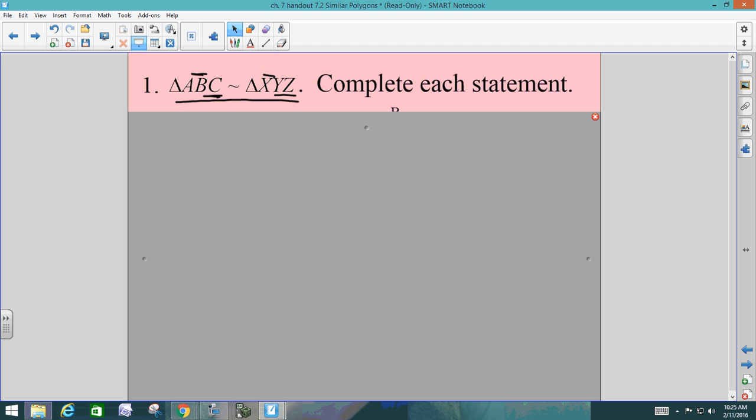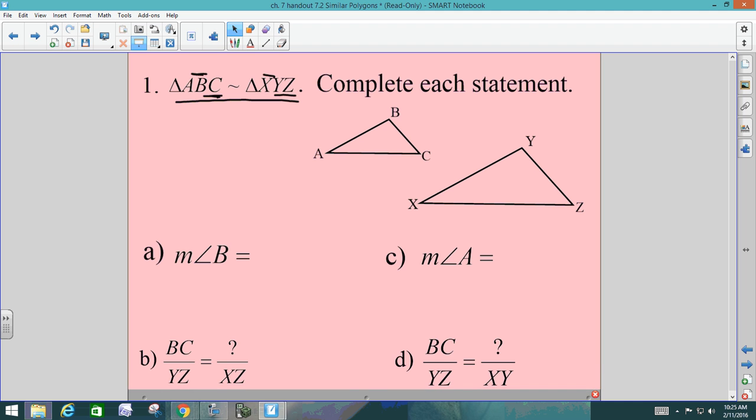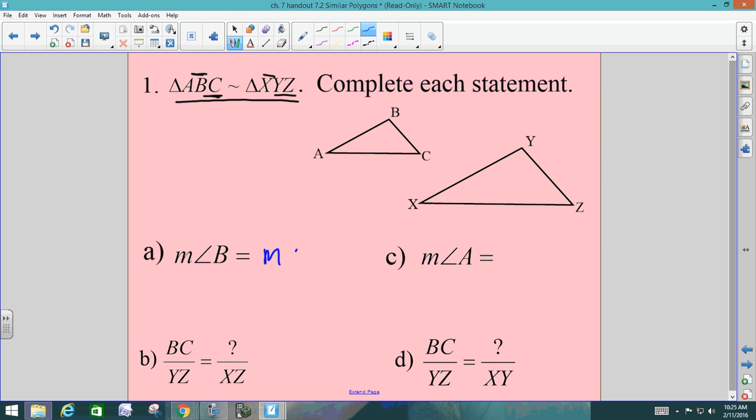Sometimes the pictures get turned and flipped and rotated, so you don't always want to base it off the picture. You can, but it may not always be right. So, you have to fill in the blanks here. Part A, the measure of angle B is equal to the measure of which angle? Y. And part B, BC is to YZ as what is to XZ? AC.